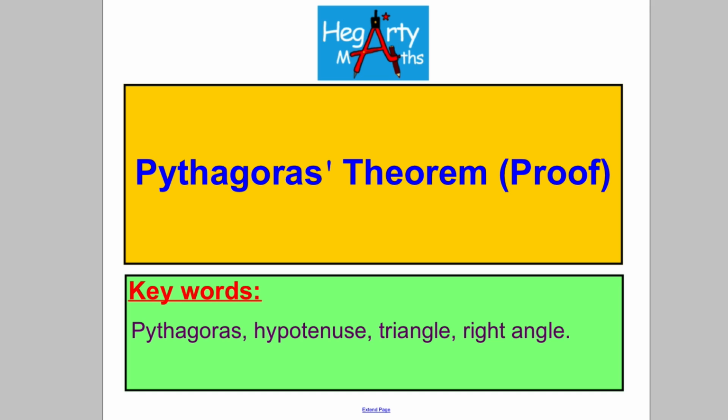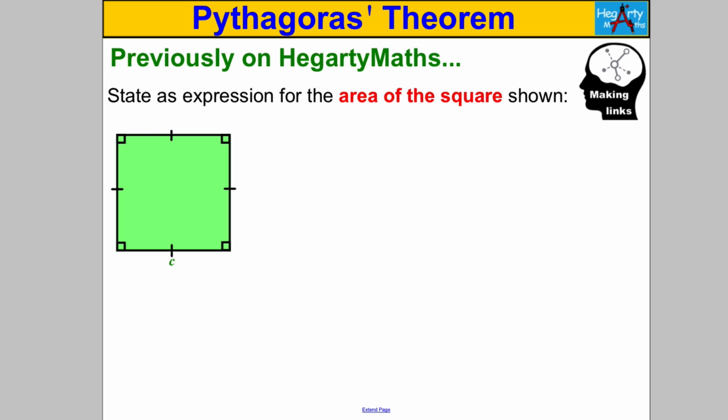It's Mr. Hegarty here, and in this video we're going to talk about Pythagoras' theorem and prove why the result is true. In order to do that, I need a few skills from you. The first one is, imagine you had the following square. Could you pause the video and state an expression for the area of the square with side C shown below? Well, the area for this would be C multiplied by C, which we write as C squared, right?